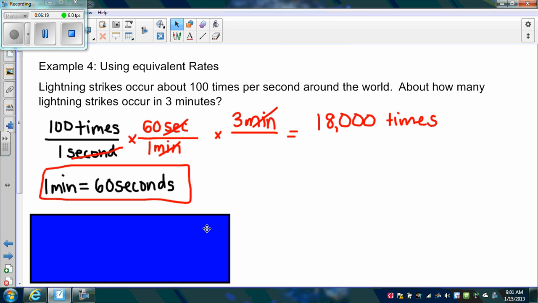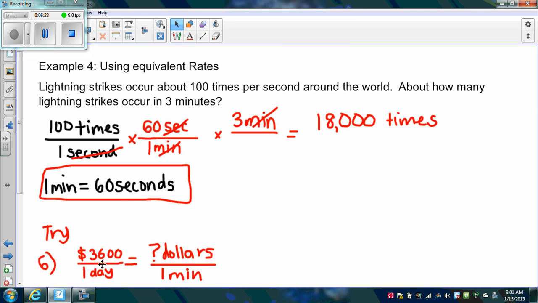So go ahead and give this practice problem a try. Instead of getting $36,000 per day, figure out how many dollars you would get paid in 1 minute. That's the end of this lesson.